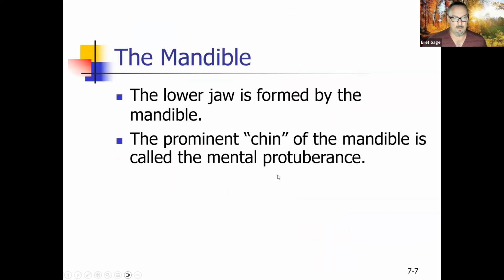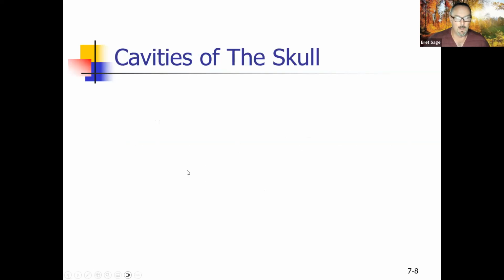Mandible, or lower jaw. The prominent chin of the mandible is called the mental protuberance. I always tell my students, how am I going to remember this? I've got to be mental. So whenever you touch your chin, remember that you're mental. Everything associated with the tip of your chin is called mental, not having to do with being mental.